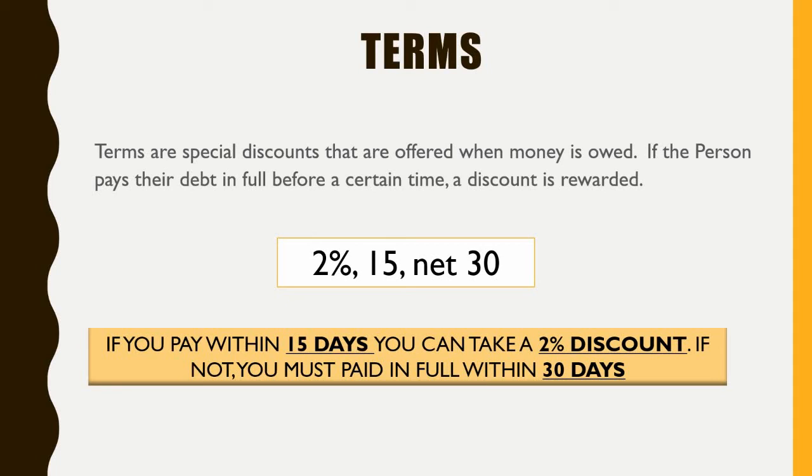So in this case, right, this is a 2%, 15, net 30. Now again, this is a condition that must be met. Okay? And what this condition means is that you have to pay within those 15 days in order to receive a 2% discount. If not, the original total of the bill is due entirely in 30 days. Okay? So in full by 30 days.